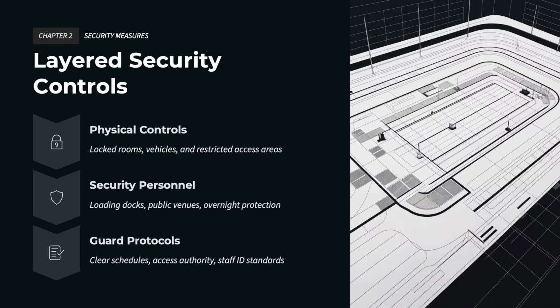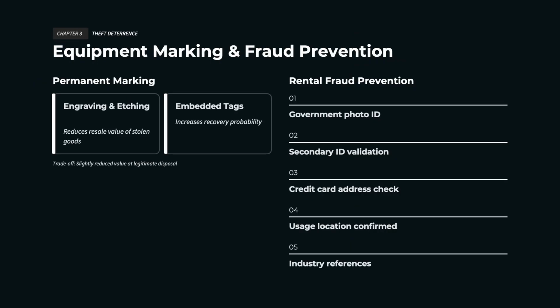And if you're thinking about theft deterrence, there are a few techniques you can employ. Make sure the equipment has some sort of permanent marking, like engraving or etching or embedded tags. The objective is to reduce resale value of stolen goods and increase recovery probability. The trade-off, of course, is reduced resale value for legitimate asset disposal.